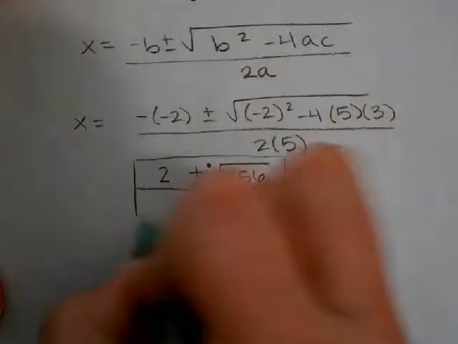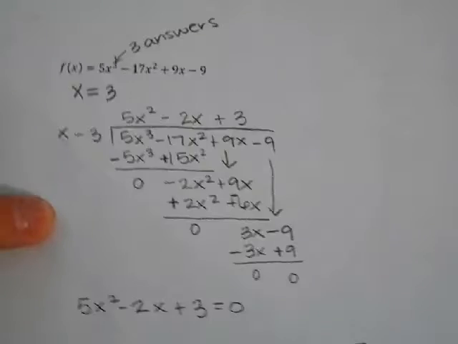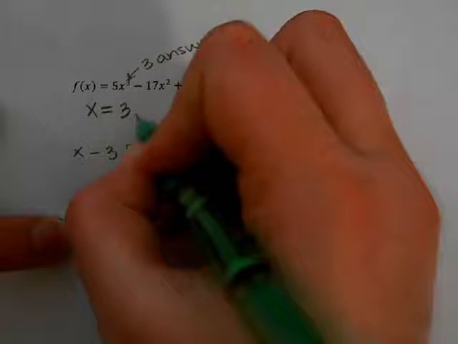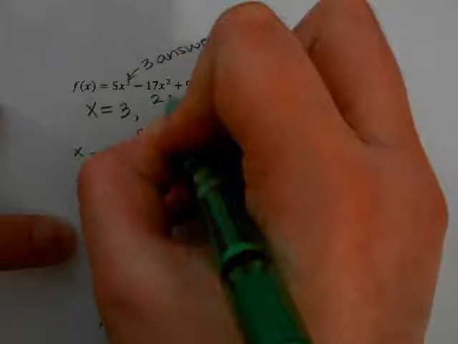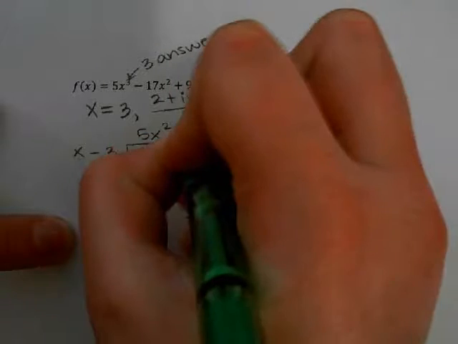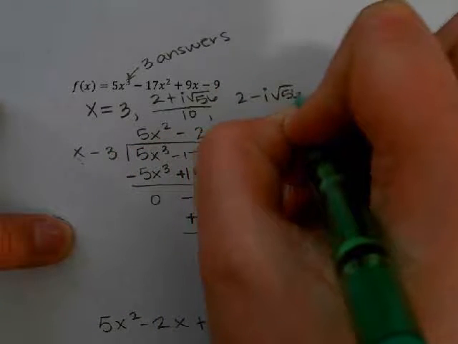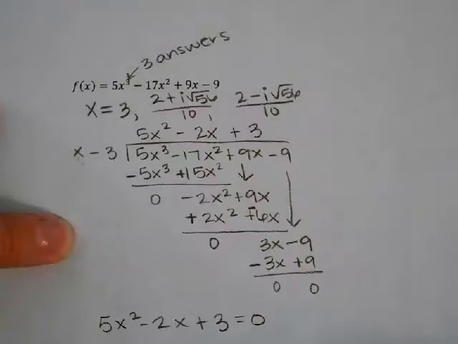Okay, so we have two answers from this, the plus version, the minus version, and then we have the 3. So we have 3 answers, okay? So 1, 2, 3. If you want to, you can go up and put these 2 answers with the 3 so that you can see that you have 3 answers. So 2 plus i root 56 over 10. 2 minus i root 56 over 10. And then you can see you got 3 answers. If you want to do that, you can.